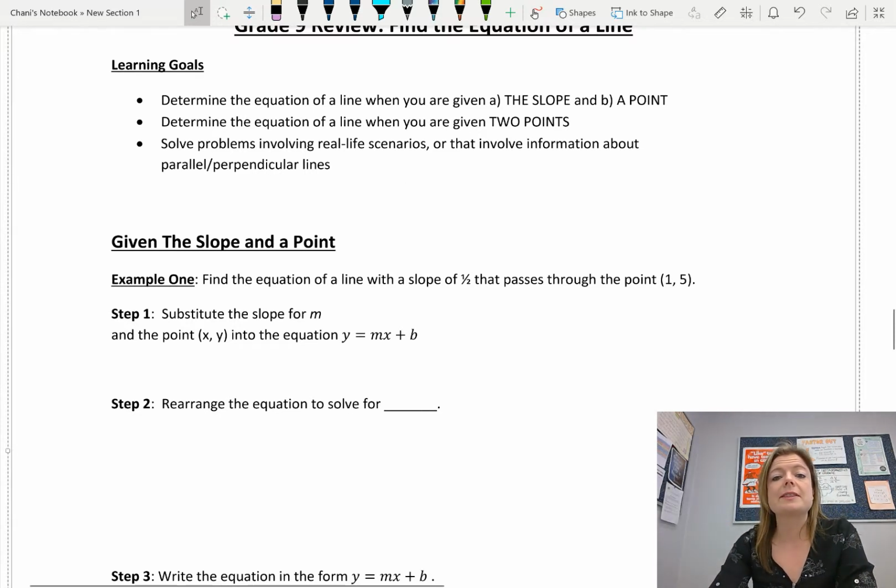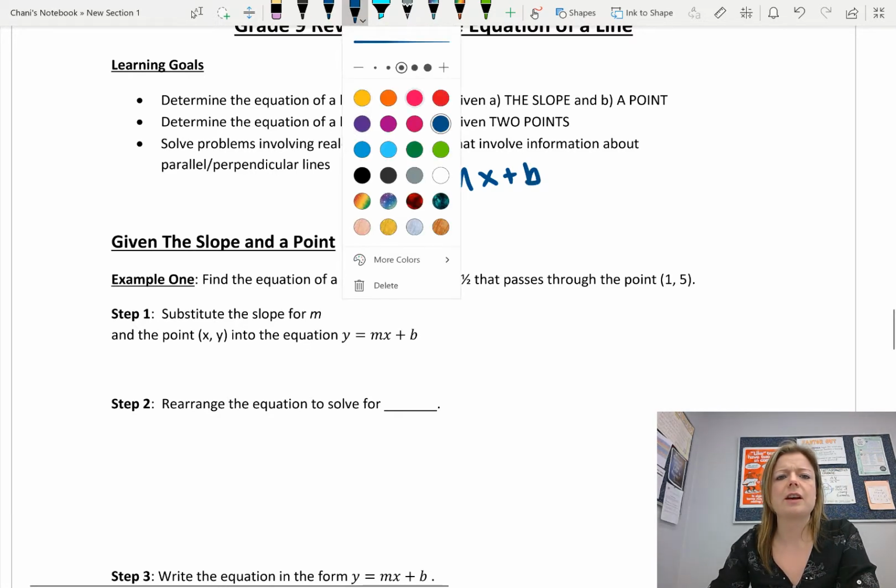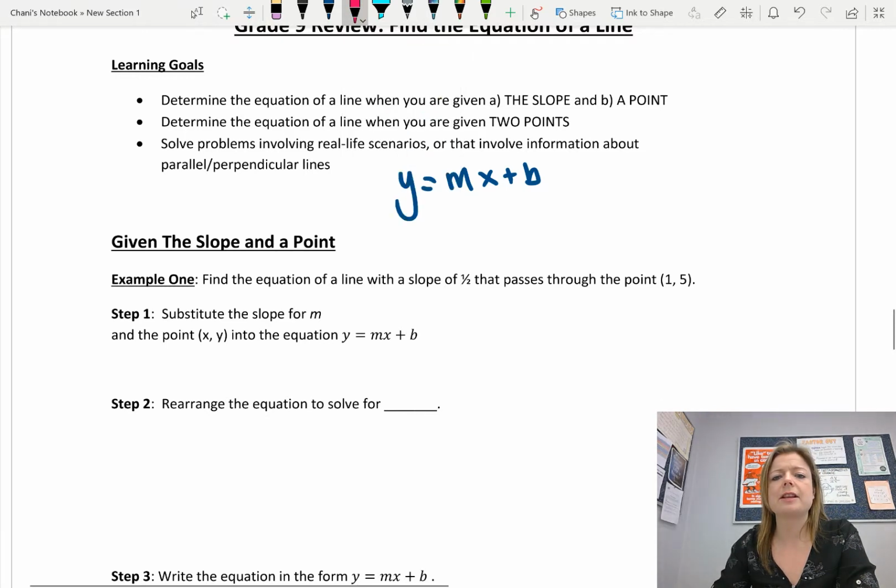Either you're given the slope and a point, or you're given 2 points, in which case you actually have to find the slope first and then find the y-intercept. In either of these cases, just remember that the equation of a line is y equals mx plus b. So your job when you're trying to find the equation of a line is just to find the appropriate y-intercept and to find the slope. That's all you need to do.